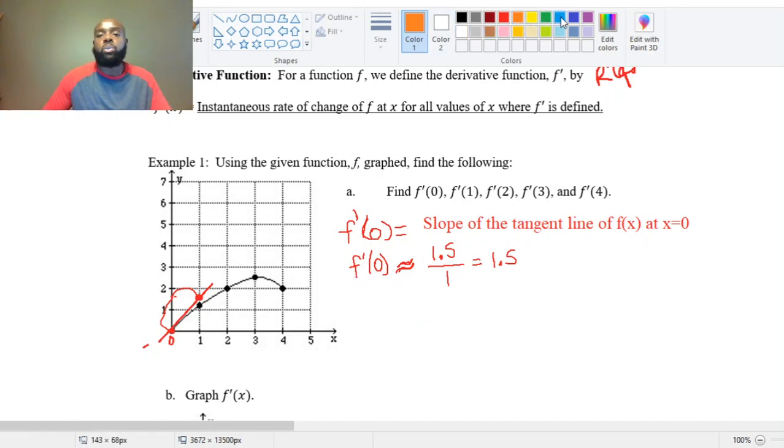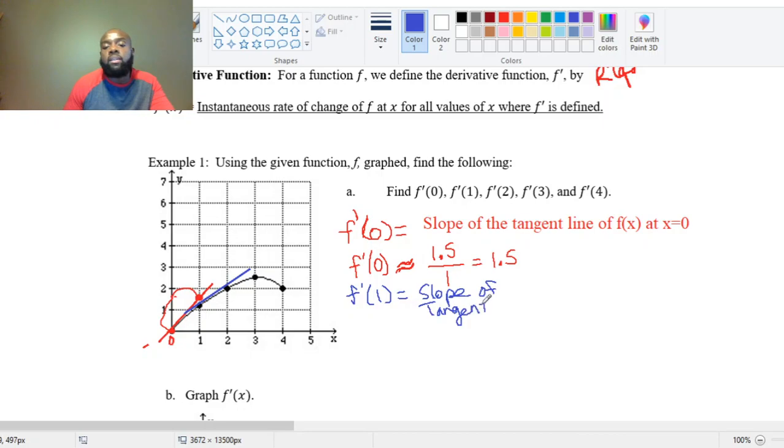Let's do blue here. I'm going to try to draw a tangent line, and this is going to be a little difficult for me, because I want a line that just touches but doesn't cross my graph at that point. And I want to make it long enough so that I can actually calculate the slope. So here, f prime of 1 is going to be the slope of my tangent line.